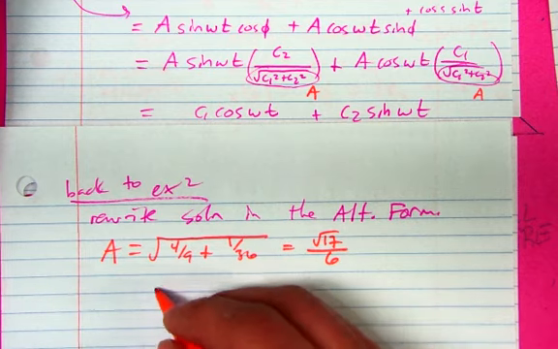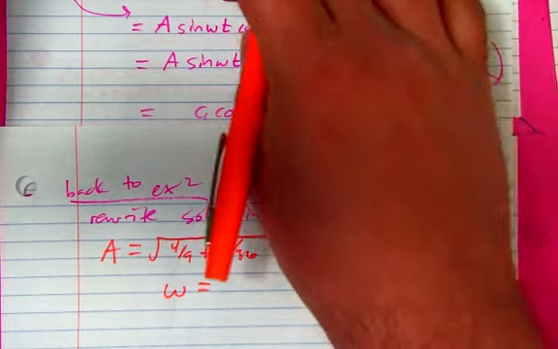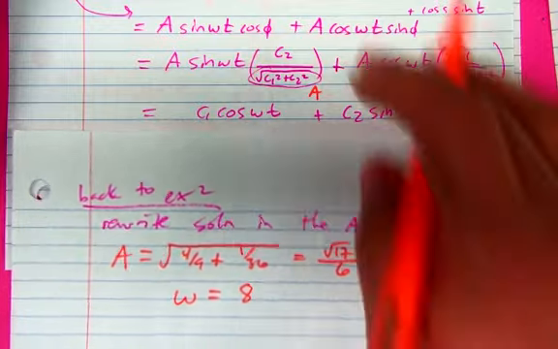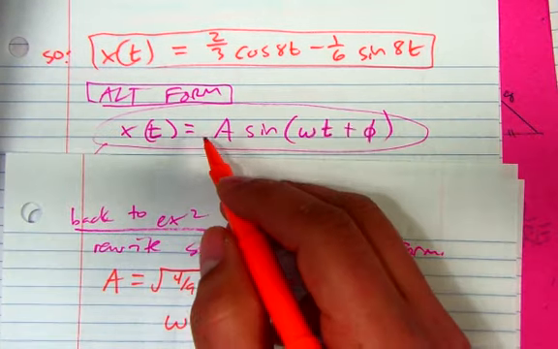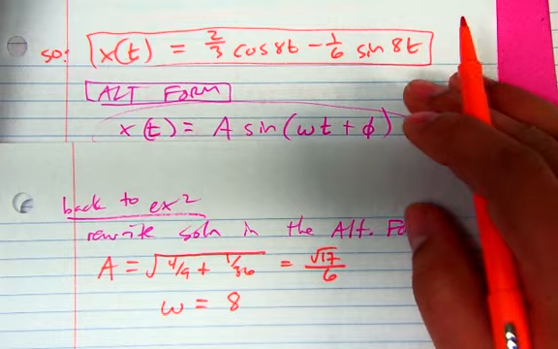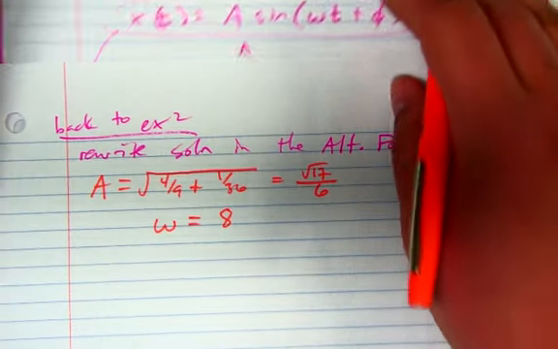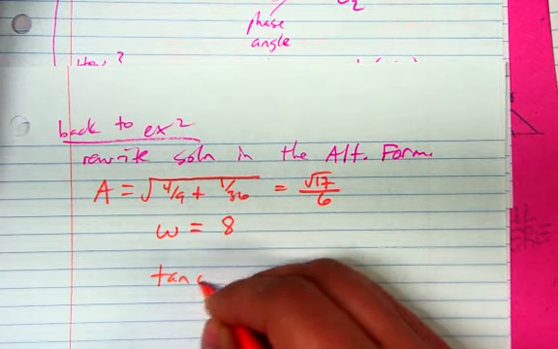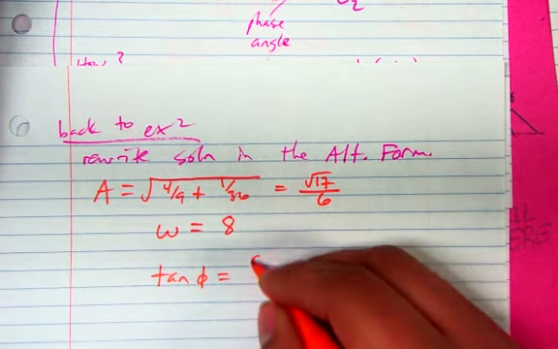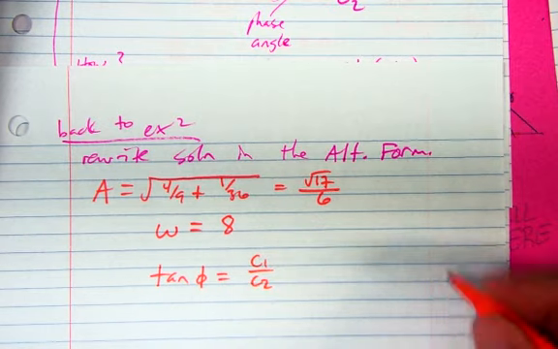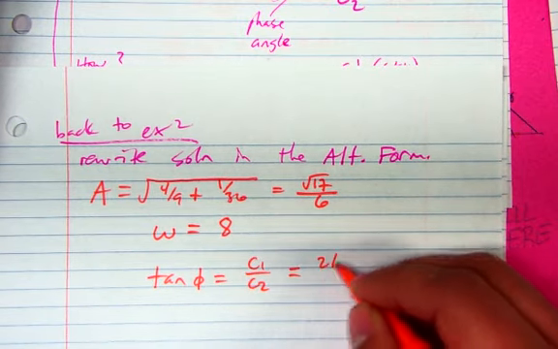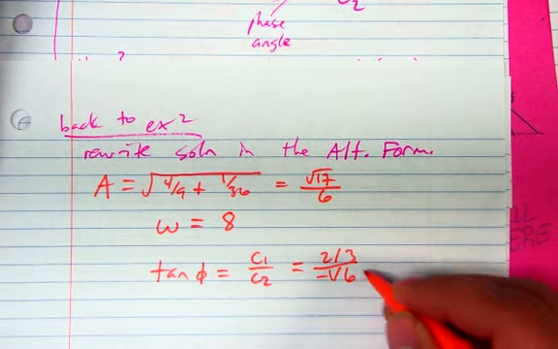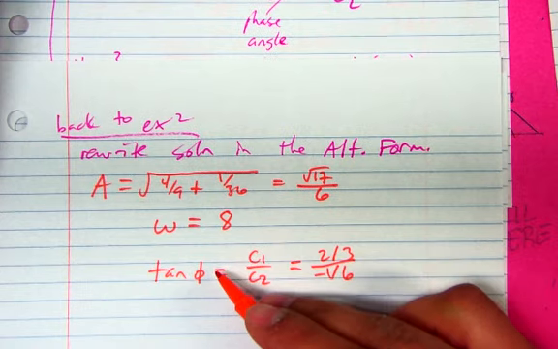I know. What's omega in this case? For example 2? 8. So then really all we need, we have A, we have omega, we just need to find this phase angle. Okay? So, easiest way to do that is tangent. Tangent of phase angle will be C1 over C2, which is going to be 2/3 over negative 1/6. Okay, and this also gives away what quadrant this phase angle should be in.